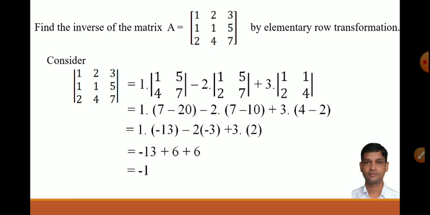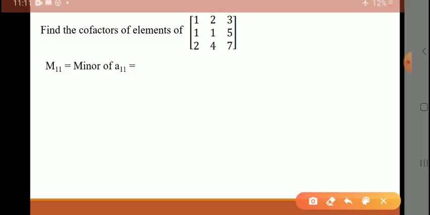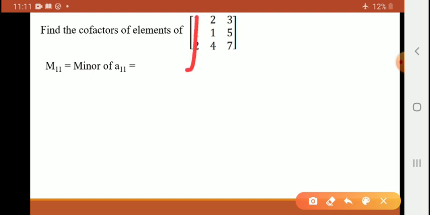So the determinant is minus 1, not equal to 0, therefore A inverse exists. Okay. Now after this we have to find minors and cofactors. So the minor M11, first row, first element, this is the minor of A11. Delete the row and column of this element. So A11 is 1 5, delete row and column, 1 5 4 7. Take the determinant. 7 into 1 is 7, 4 fives are 20, minus 13.